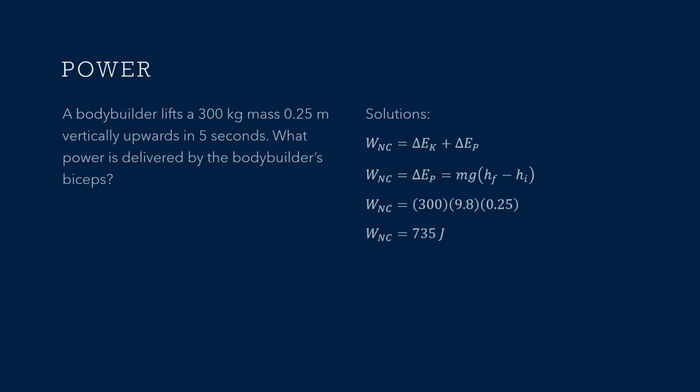This is the work done by the biceps of the bodybuilder. And now I'm looking for what? The power that it delivers. And we know the formula of power is equal to what? Work done over time. Substituting in the work done that I've calculated above, 735, and the time is 5 seconds as I was given by the problem statement, I get the power of 147 watts. And that's the end of that question, and hence the end of this lesson.